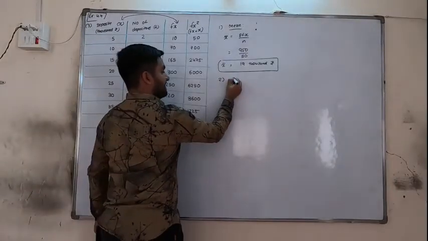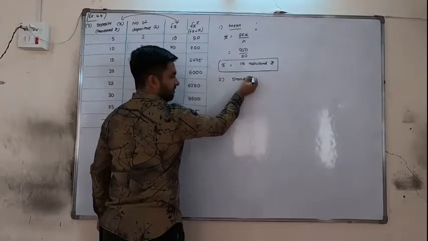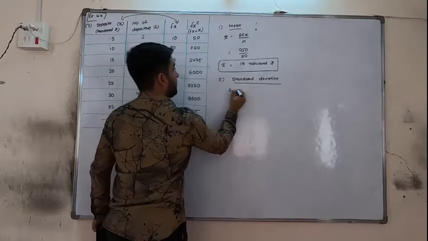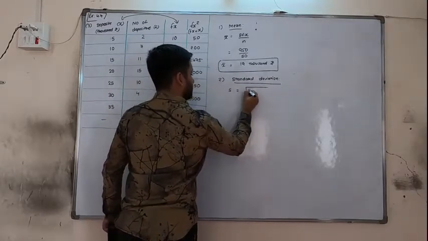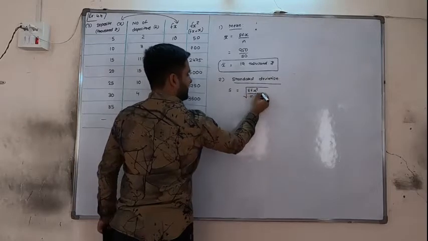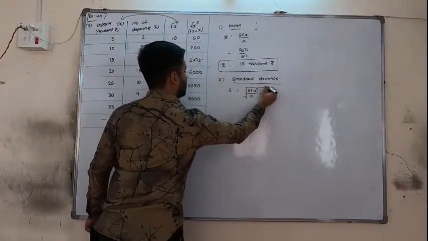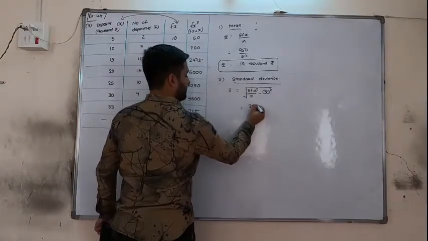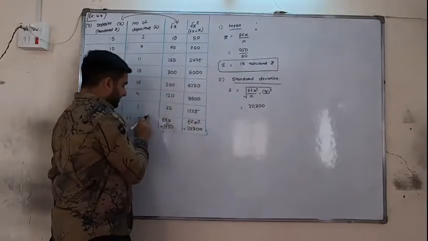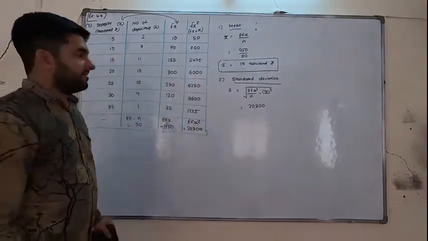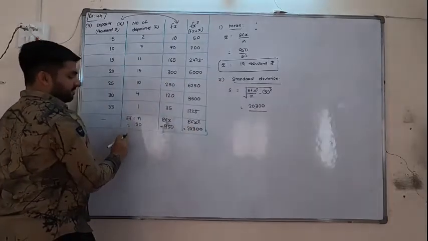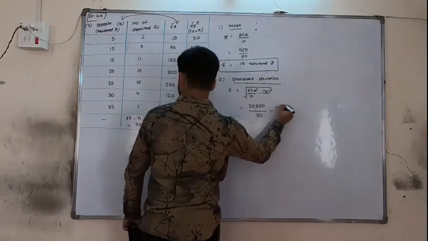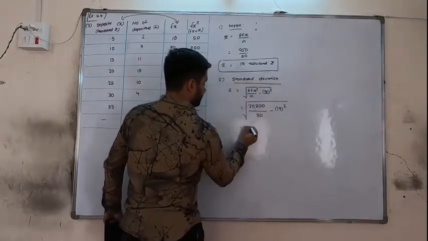Yeah. Second is standard deviation. Because we need coefficient, for that we require standard deviation. S is equal to square root of sigma fx square by n minus x bar whole square. Now instead of x square we have fx square. So fx square is 20,300. See, if you have the habit of writing like this, you can easily find. Divide by n, here f is equal to n, 50, minus x bar square is 19 square. Everything is square.